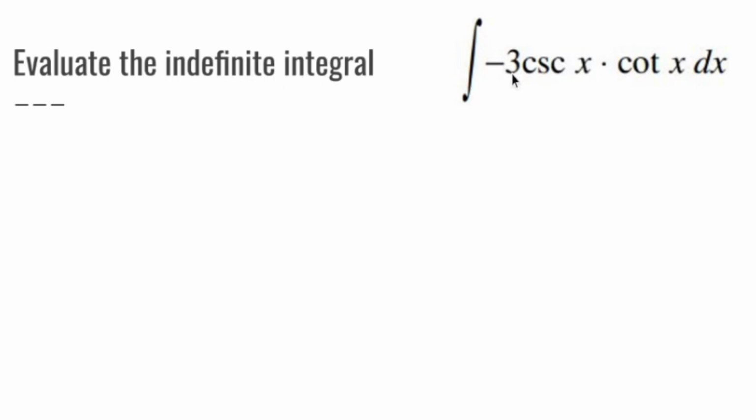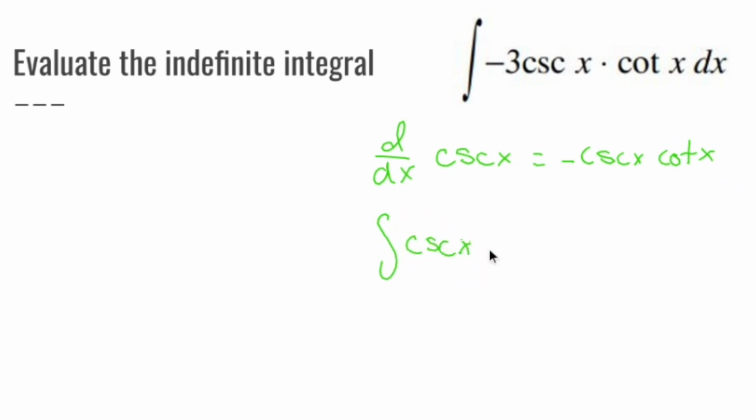Evaluate the indefinite integral of negative 3 cosecant x times cotangent x dx. You may have learned that back in the day, the derivative of regular cosecant x is negative cosecant x times cotangent x. Well, look at the similarities. What this means is the integral of cosecant x cotangent x is going to be negative cosecant x. Now, I know that this is a negative, and if I wanted to apply the negative and do a little bit of reverse, that's fine, but I'm not going to.